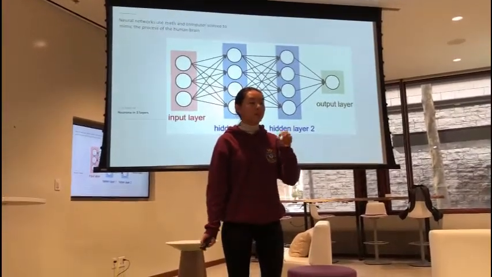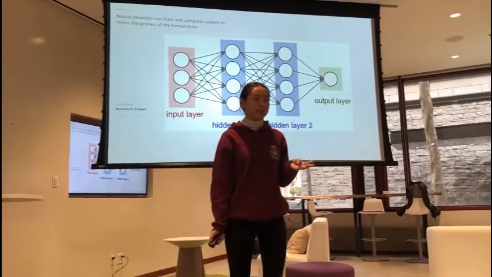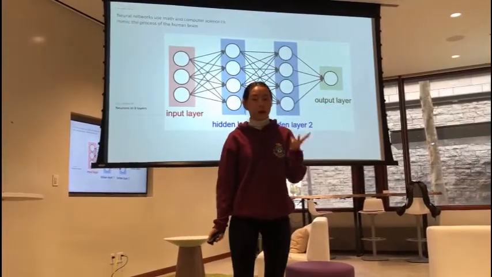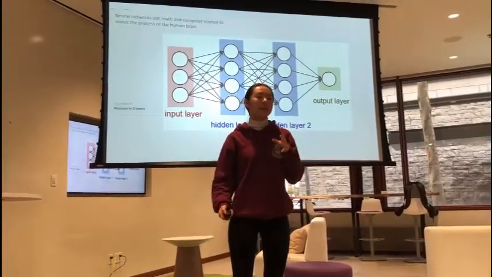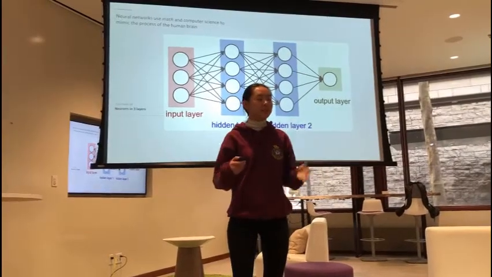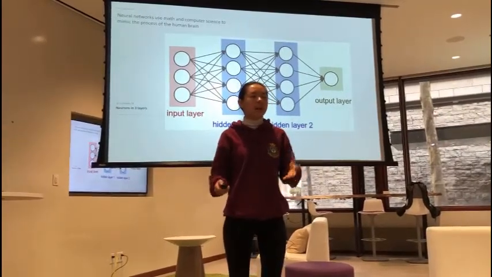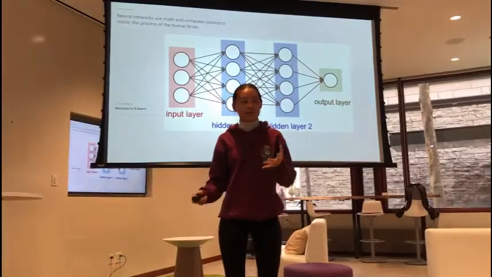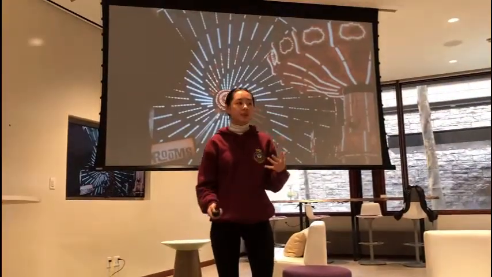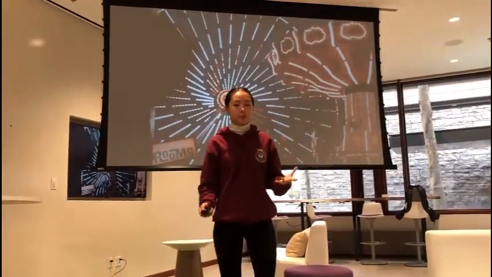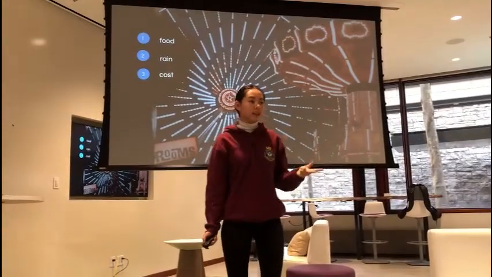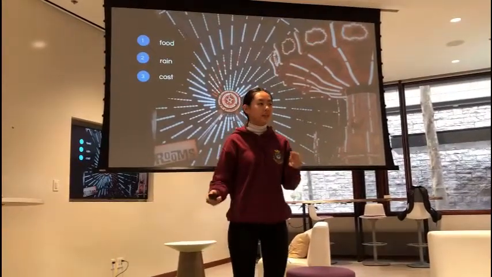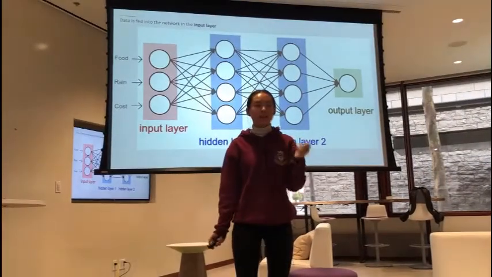It is made up of things called neurons, divided into 3 layers: the hidden layer, the input layer, and the output layer. And so to get an intuitive understanding of how a neural network works, let's use it to decide whether or not you should go to a carnival. And let's say there are 3 things affecting your decision on whether or not you should go: food, rain, and cost.